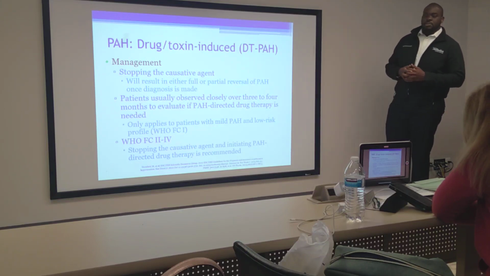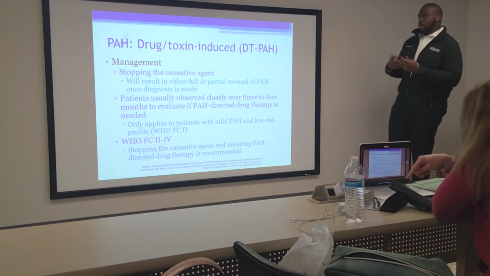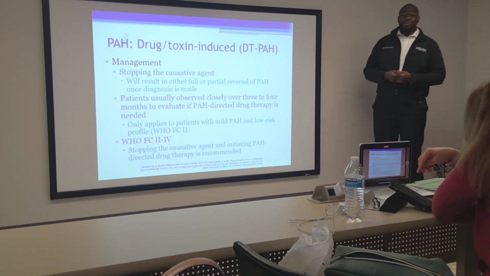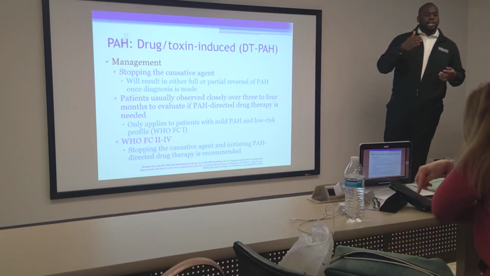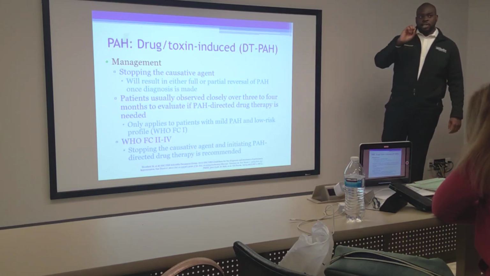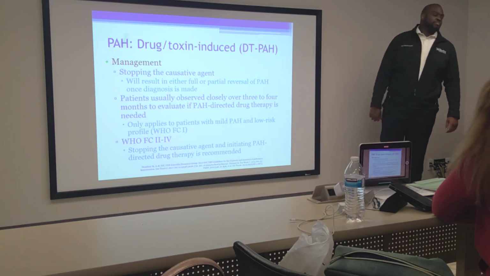Now, let's say the diagnosis for the DTPAH is FC2 to 4. Then we still have to start them on therapy as well, because the disease has got to a point where stopping the agent is not enough, and now we have to treat them from that end.